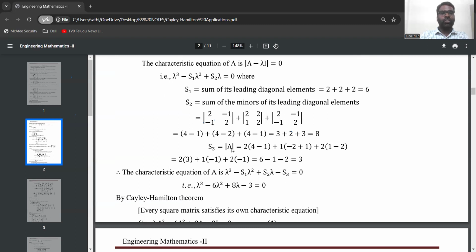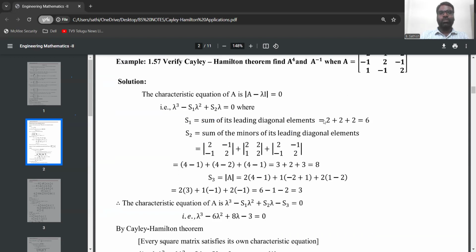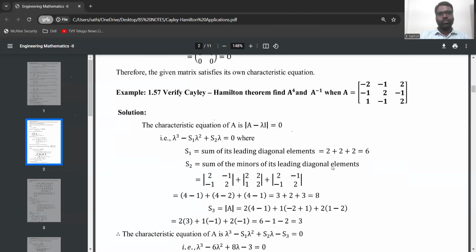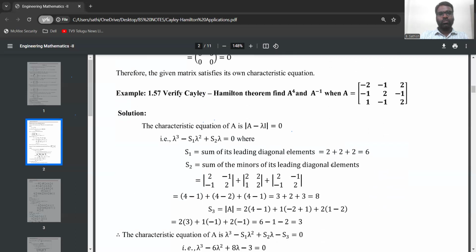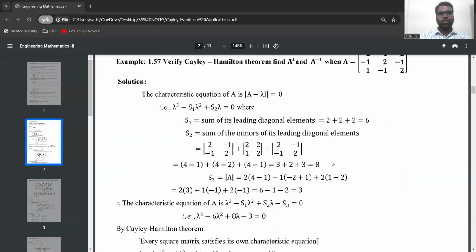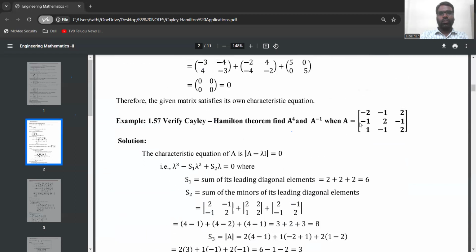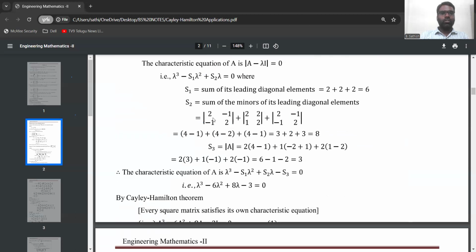0. Here s1, like in our previous discussion, is the sum of all diagonal elements. Sum of diagonal elements, that means minus 2 plus 2 plus 2. Again, there is a small correction: here it is plus 2.